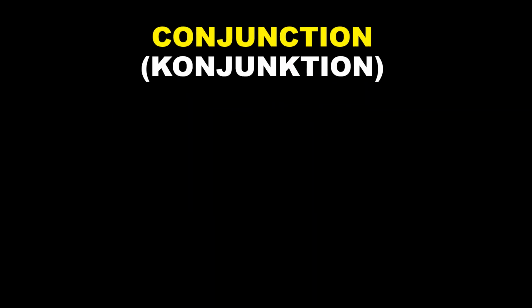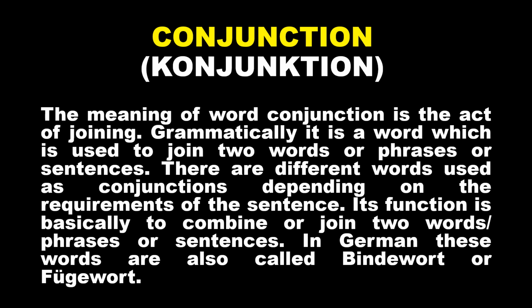Before going further, let's first understand what a conjunction is. In the German language, we call it Konjunktion. In very simple words, the meaning of the word conjunction is the act of joining. Grammatically, it is a word which is used to join two words or phrases or sentences. There are different words used as conjunctions depending on the requirements of the sentence. Its function is basically to combine or join two words or phrases or sentences, as I told you earlier. In German, these words are also called Bindewort or Fügewort.